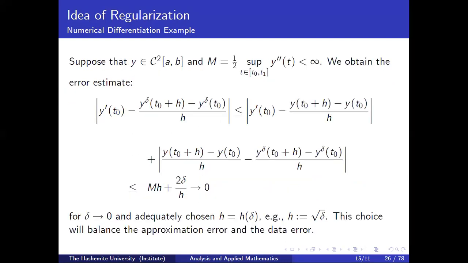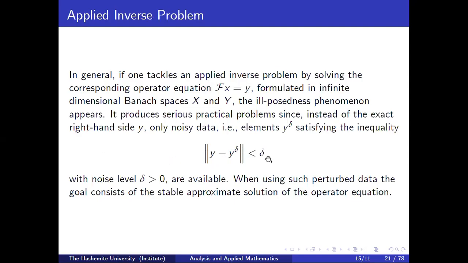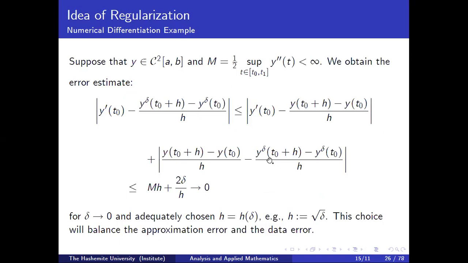Now, if we look at y prime at t naught minus this, this is the exact value, and this is the numerical value, or the value obtained by the formula, but we don't have y, we're using y delta. So this is less than or equal, we add and subtract this term. Using the triangle inequality, we will get this term. The first one is the error of the formula, and the second one is easy to get. It is 2 delta over h. It is 2, because we know that the norm of y minus y delta is less than delta. So this is the idea.